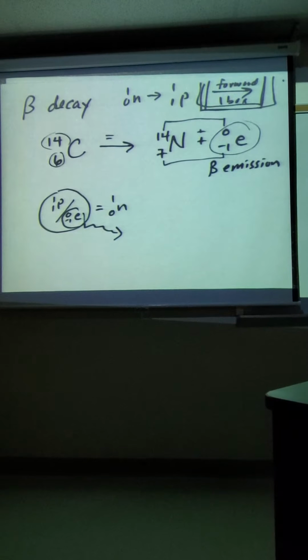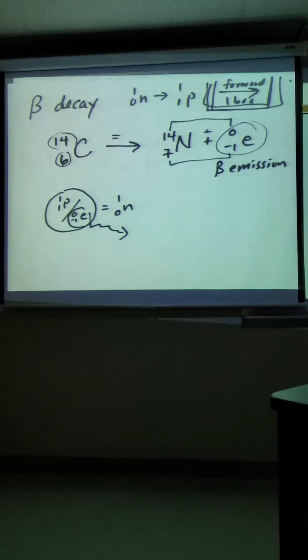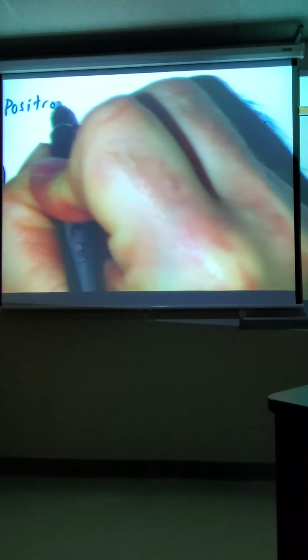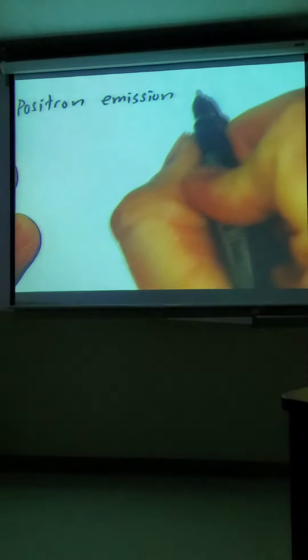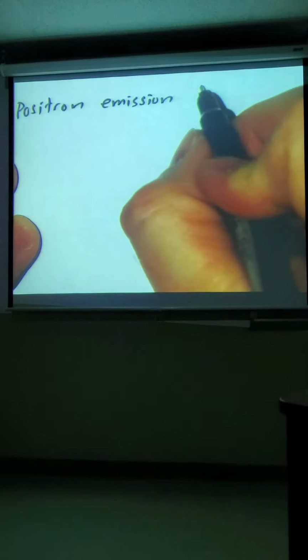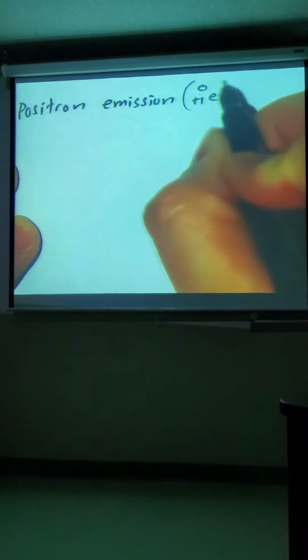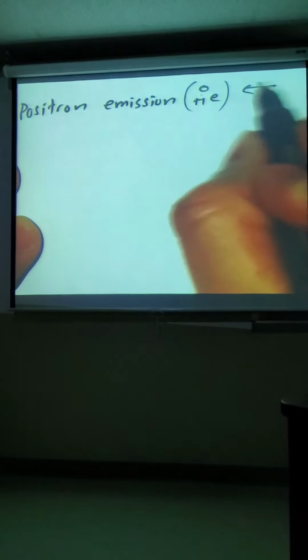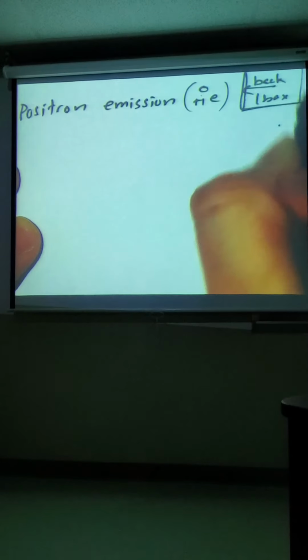So let's try another one. Another one that's pretty common is positron emission. Positron emission is a lot like what it sounds. We're using the 0, +1 electron instead of the 0, -1 electron. So this is the positron itself, and this is a way to move back one box in the periodic table.